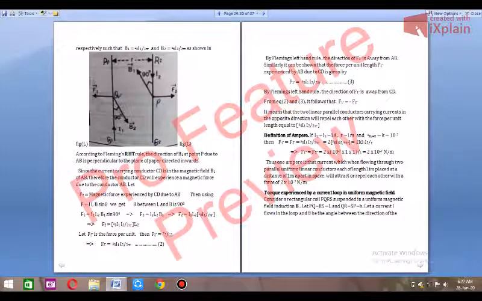Now by Fleming's left hand rule, the direction of F2 dash is away from AB. You can apply Fleming's left hand rule on wire CD and you will see that as the current is represented by the central finger, the central finger must be directed downwards, and B must be directed inwards into the plane of the paper. Then you will see by your left hand that the thumb points away from the wire CD. So the direction of F2 is away from AB.